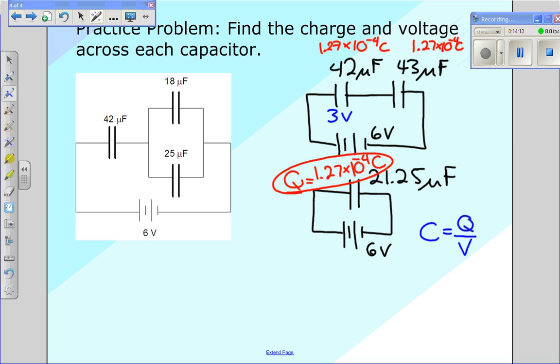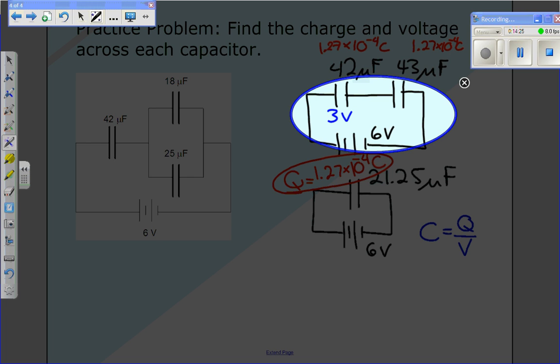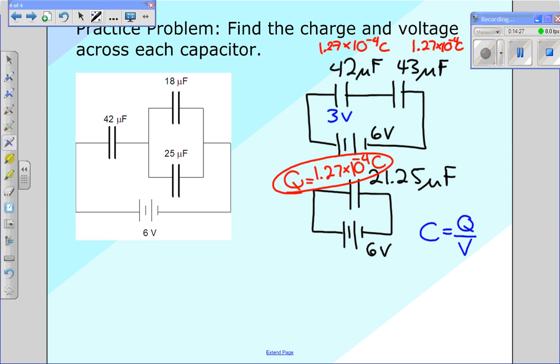Same thing here. If this is 3 volts, because I can take one loop around this circuit, let me do that right now. If I take one loop around that, I have to add up to 6. So I know that this is also 3 volts.